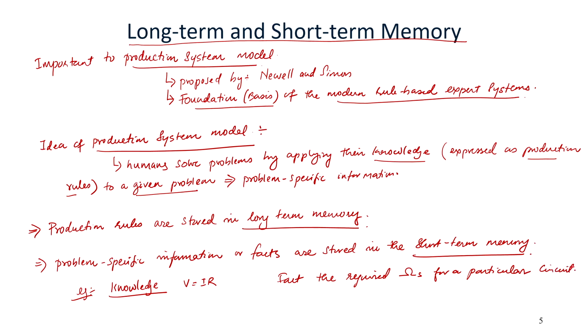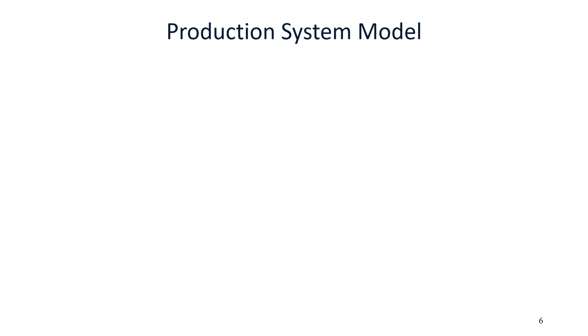Okay. That is very problem specific. I want a particular circuit for which I need a specific resistance. But the relationship of resistance, a ratio between voltage and current, is what we call knowledge. So, for a better understanding, I would schematically represent the production system model this way.